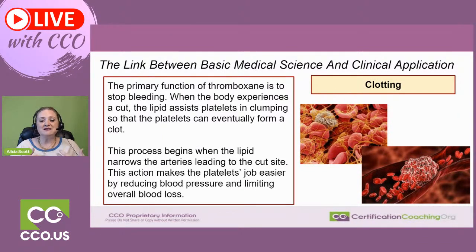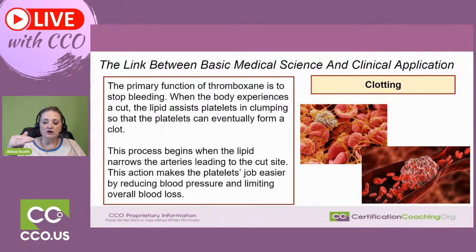So, what's the primary function of thromboxane? It is to stop bleeding. And the way it works is it takes that lipid asset that's in the platelets that clumps and forms a clot, and then it narrows the arteries leading to wherever there's a cut, and that makes platelets work not as hard, I guess is the best way to say it. Ultimately, this is how clotting works.